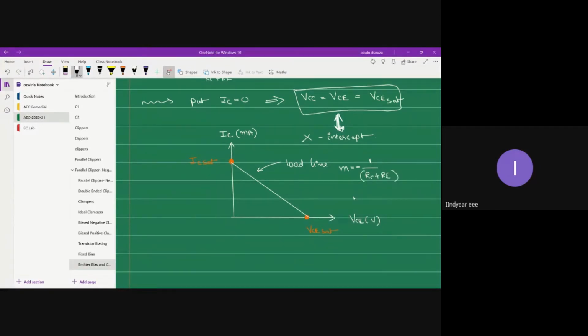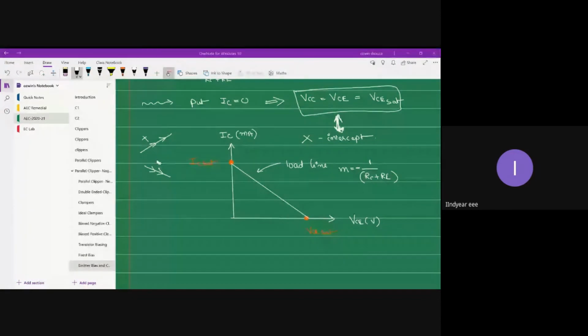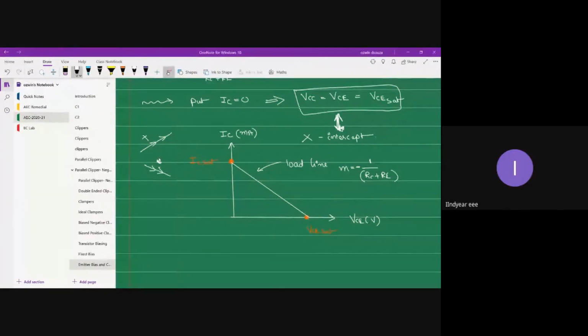So the slope is always negative. I've told you in the previous class, because it is a downgoing ramp. This is your upgoing ramp, and this is your downgoing ramp. An upgoing ramp has a positive slope and a downgoing ramp has a negative slope. Is it clear? Okay, fine. So that's your load line, and this is about your emitter bias circuit.